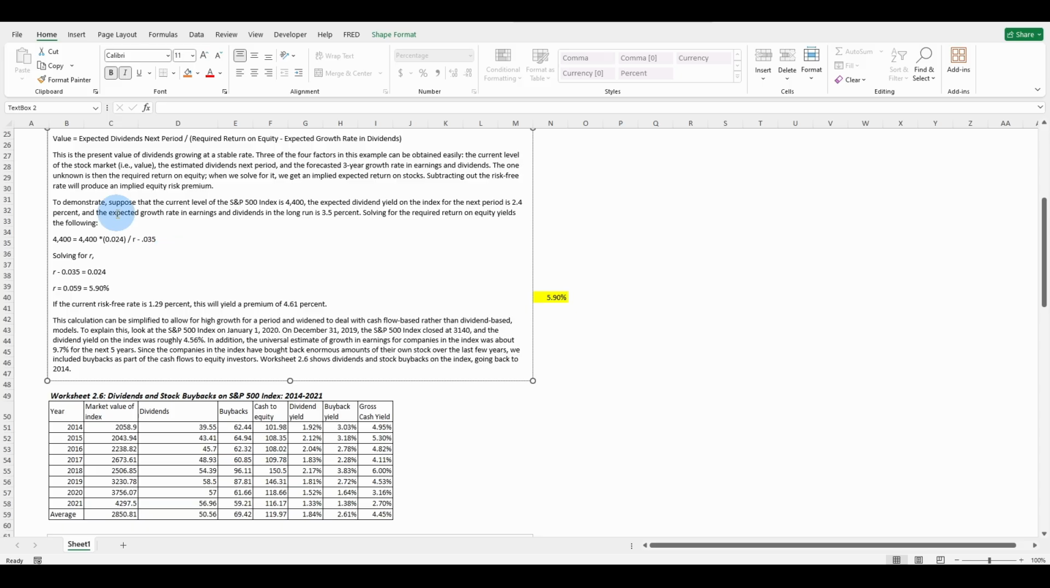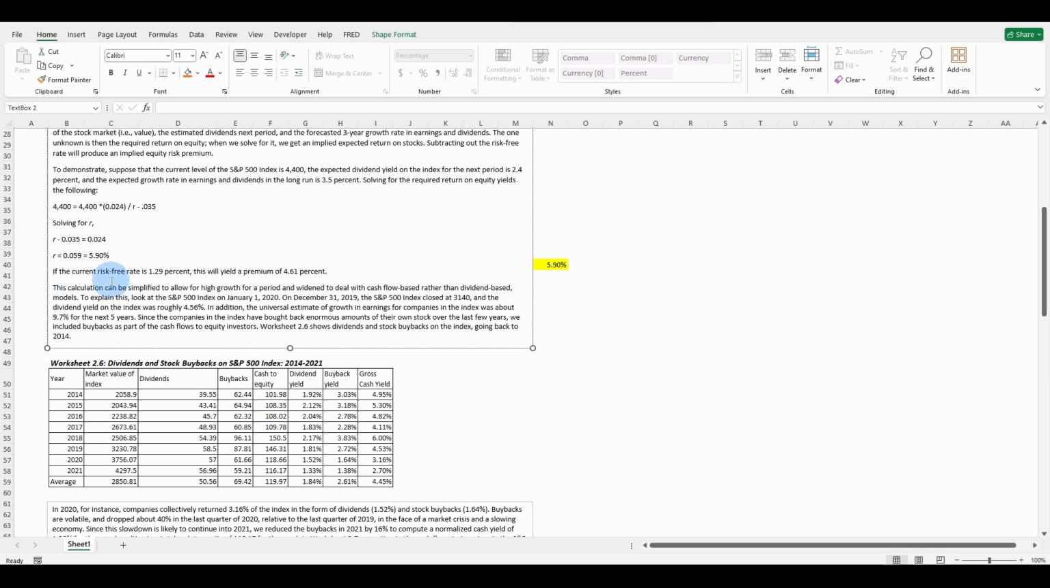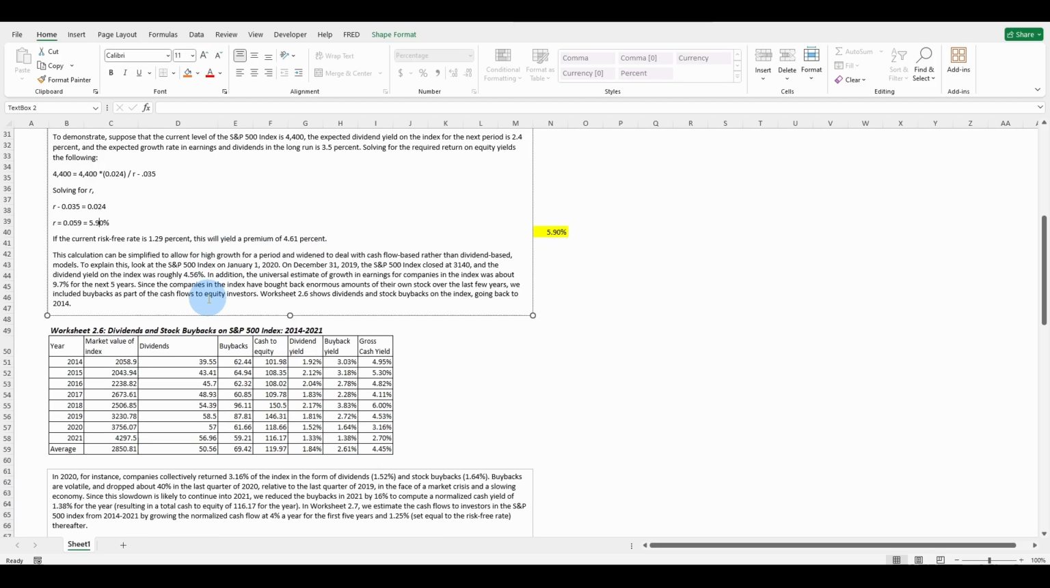To demonstrate, suppose that the current level of the S&P index is 4,400. The expected dividend yield on the index for the next period is 2.4%, and the expected growth rate in earnings and dividends in the long run is 3.5%. Solving for the required return on equity, 4,400 equals the expected dividend divided by (r minus 3.5%). Solving for r equals 5.9%. If the current risk-free rate is 1.29%, this will yield a premium of 4.61%.